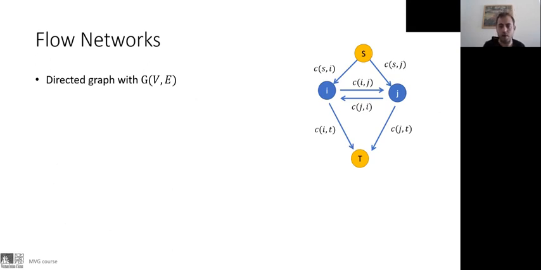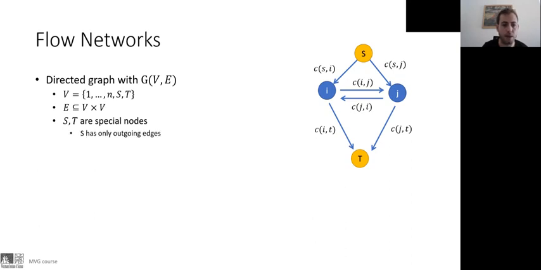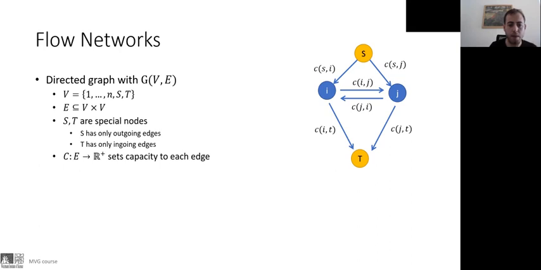So for using graph cut, we need to define flow networks briefly. A flow network is a directed graph with a set of vertices. We have n regular vertices and 2 special vertices, S and T, and a set of edges between vertices. S and T are special nodes because S has only outgoing edges and T has only ingoing edges. And we have a capacity function that sets for each edge its capacity, which is a positive value.